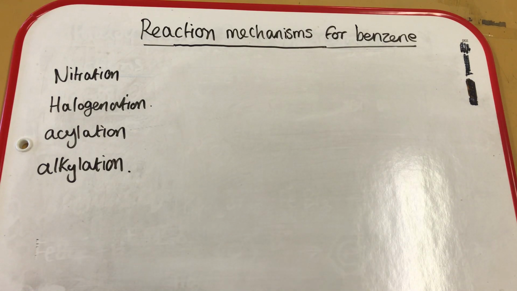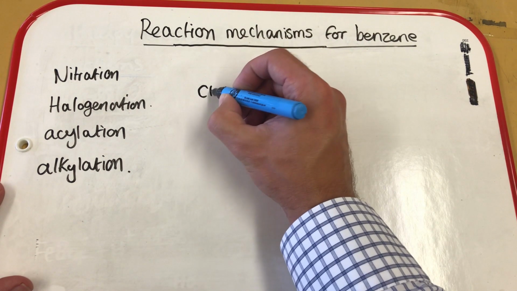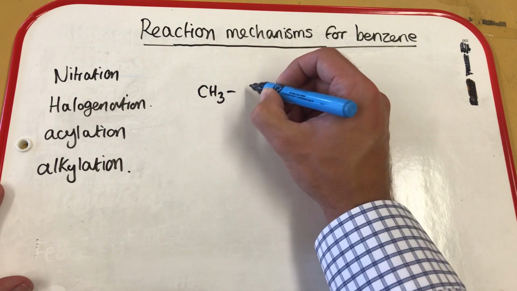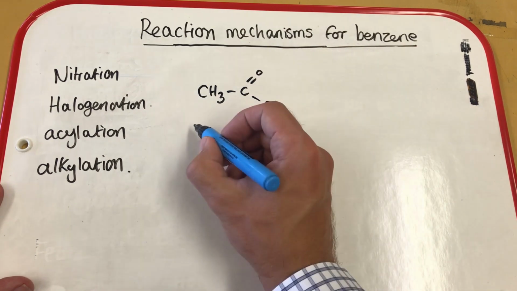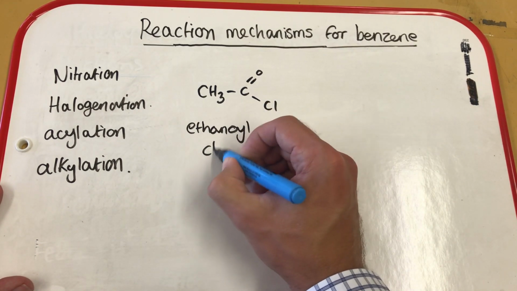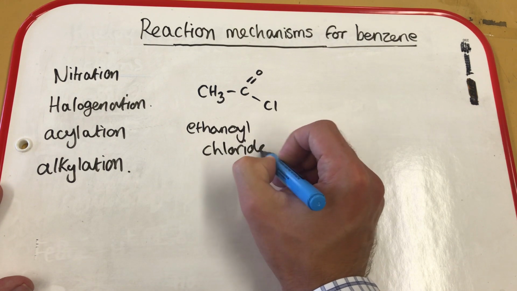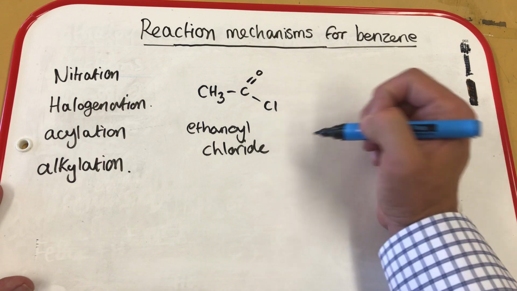In the previous video, we looked at the halogenation of benzene. Here, we're going to look at the acylation of benzene. So, what we're going to start off with is an acyl chloride. So we will start with CH3COCl. So this is ethanoyl chloride. And this is a carboxylic acid derivative, where instead of the OH group here, we have a chlorine group.